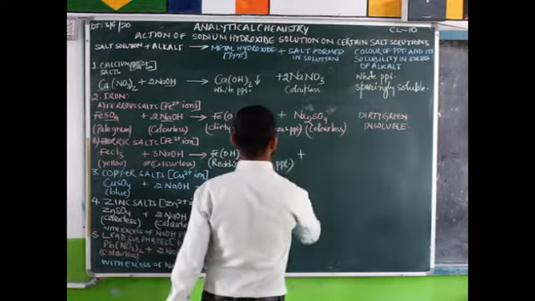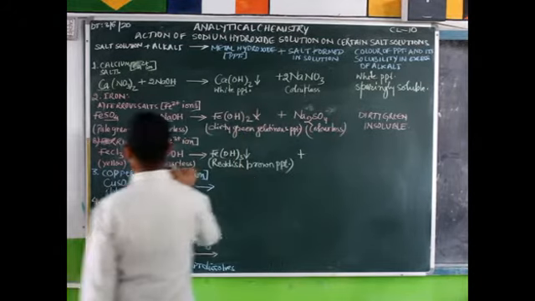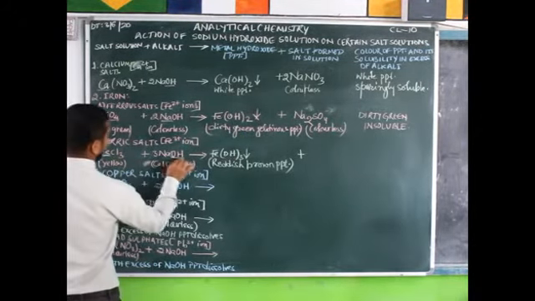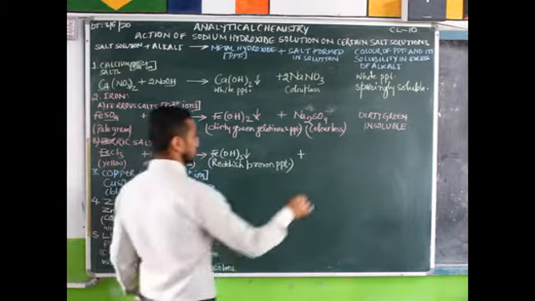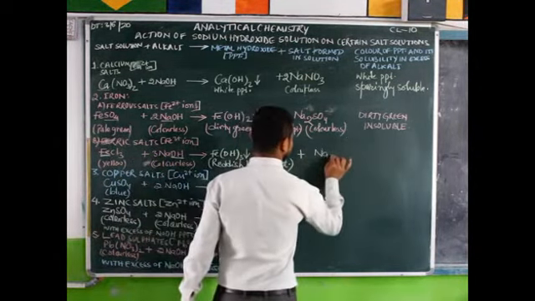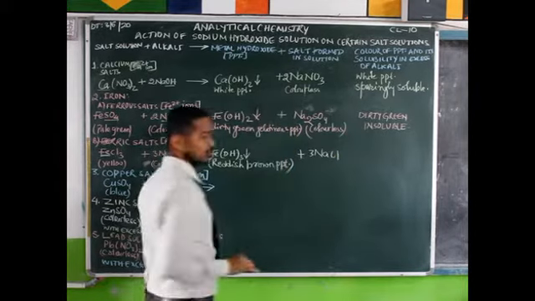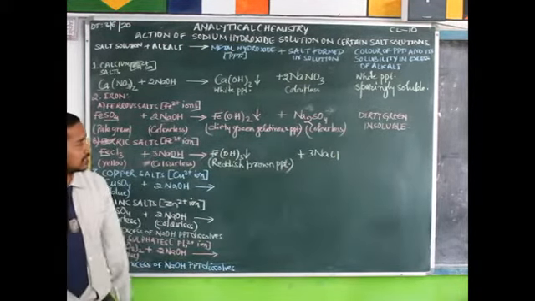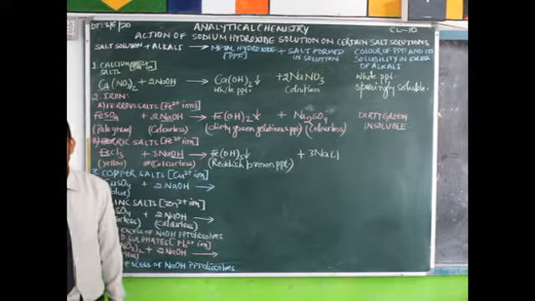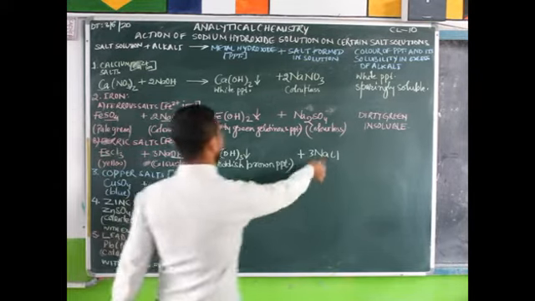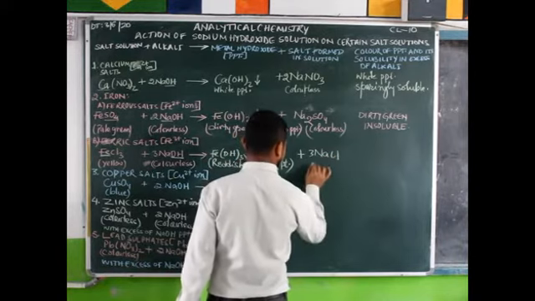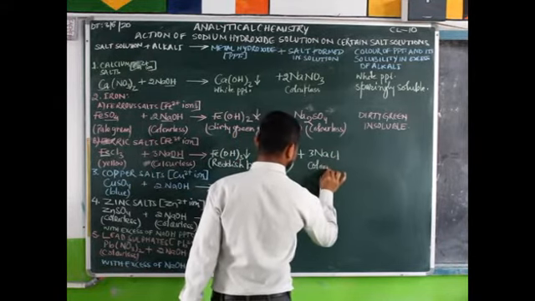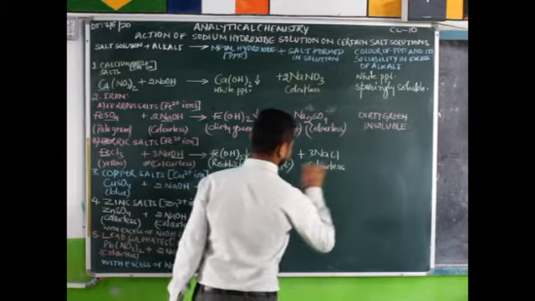Along with this, what will you get? Here Fe and OH are gone. Now what is left? Na and Cl. So you will be getting sodium chloride. You know that sodium ion is colorless and chloride ion is also colorless. As a result, this is also colorless.